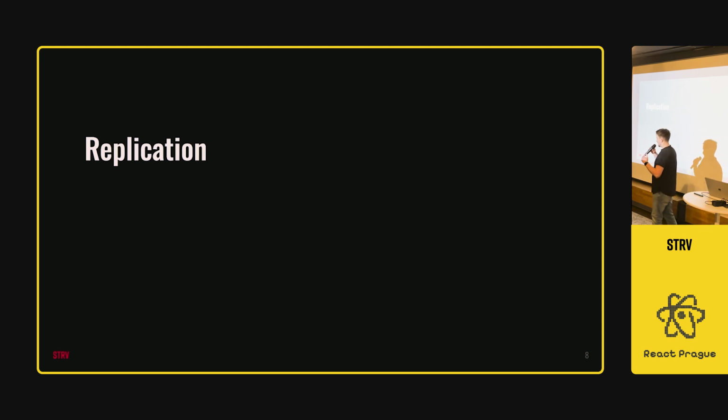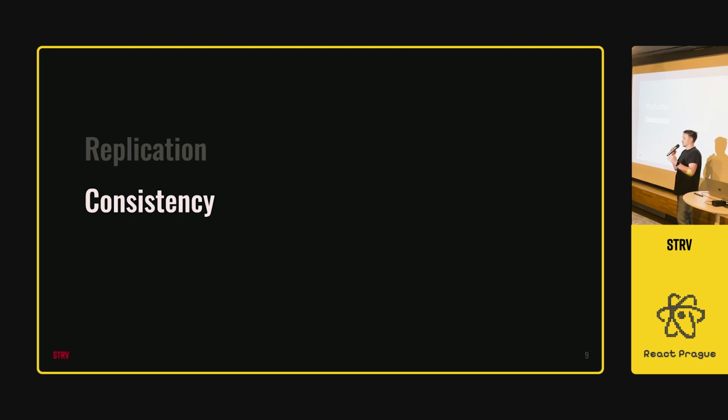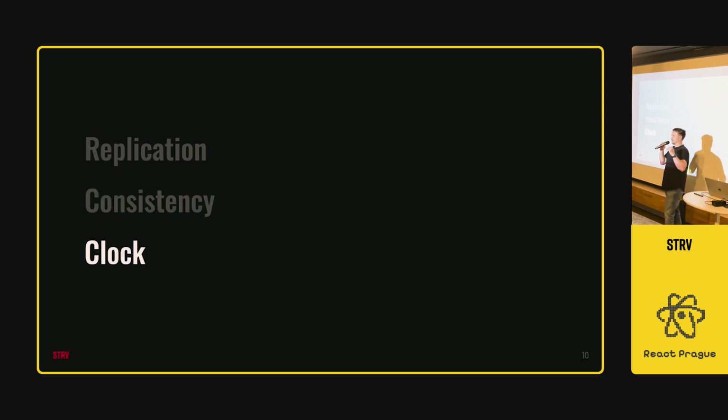But with replication, we are getting into another problem called consistency. Because you want to have the same data over all devices. There are some models for how to solve it, but we won't get to it today. And with consistency, we are getting to clocks. It might be weird, but you need some reliable way to say this event happened before that event. Otherwise, you can end up in different states and it won't work basically.